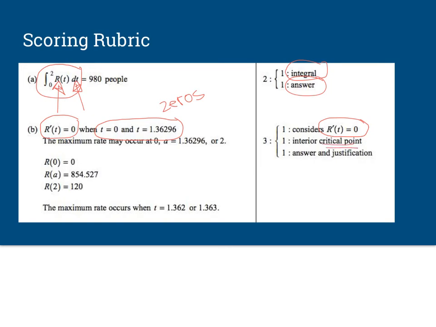Now, in order to get the third point, you must have the correct answer with a justification. So the correct answer is the maximum rate occurs at t equals 1.362. That's the answer. But then the justification is you considered the critical point and you considered the endpoints. And from those 3 values, you realized that 854.527 was the greatest value.